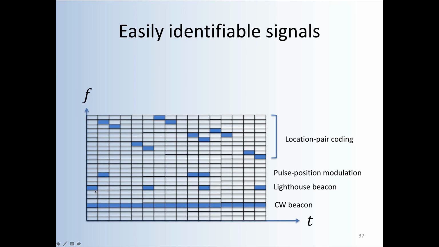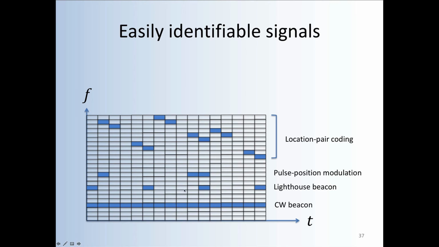Another kind of signal would be a periodic set of these energy bundles with spaces in between them. In other words, a single carrier but with a low duty cycle, which I call a lighthouse beacon because it looks a lot like a lighthouse. There's flashes of energy interspersed by nothing.